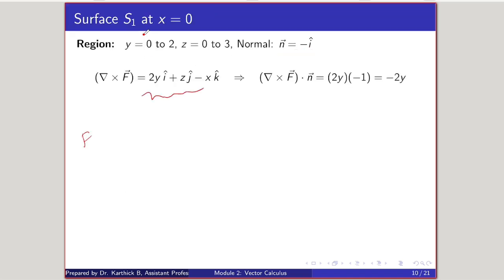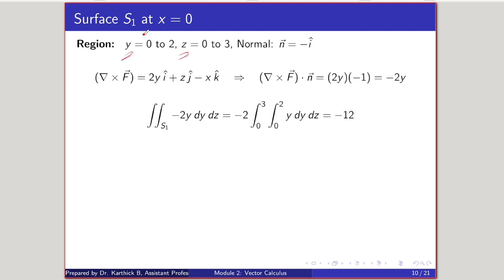Here I have taken all these values, and if I substitute the n vector, here it will be i vector and i into i becomes 1. Other than that, everything will become 0. So while multiplying this, n cap is minus i into this part, we are getting minus 2y. Okay, now we are going for the double integral. Here y and z are variables, x remains a constant, x is 0. So the limit of y will be 0 to 2, limit of z will be 0 to 3. So we have to integrate this function with respect to y and z. By fixing these limits, we get finally minus 12.